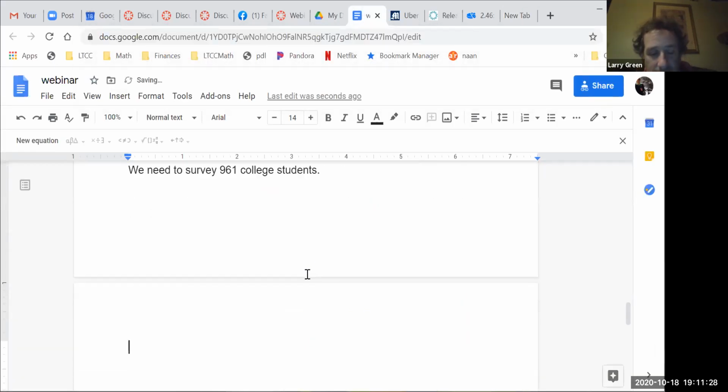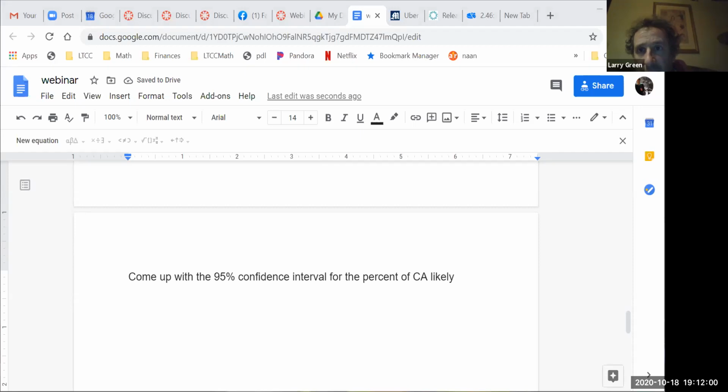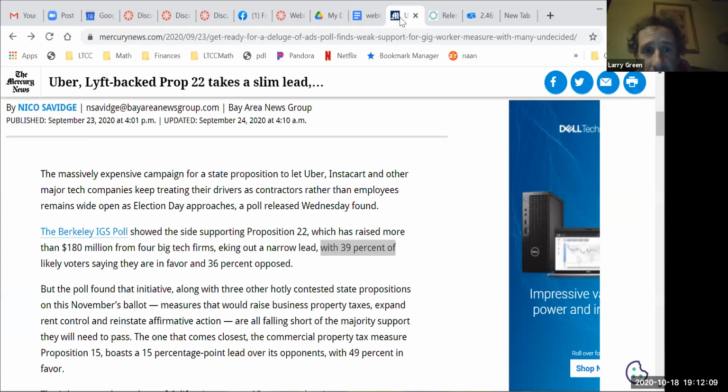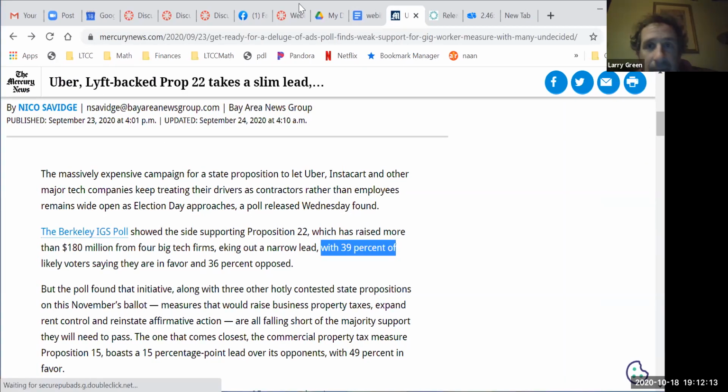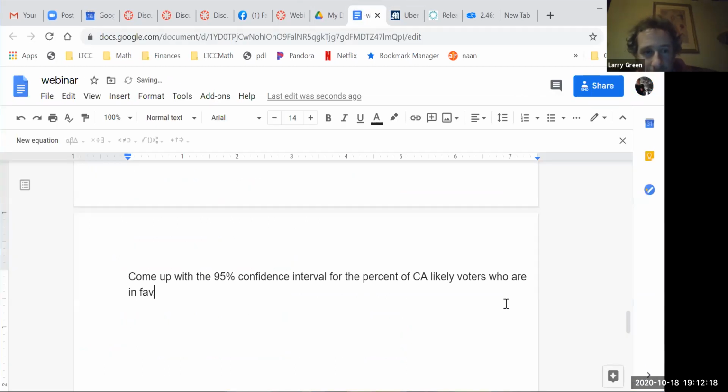Okay, so come up with the, how about 95%? We could choose whatever percent we want. This is news. News is always a 95% confidence interval for the percent of California likely voters who, and let's see, the 39% are in favor. Who are in favor of Prop 22. Any questions on the question?